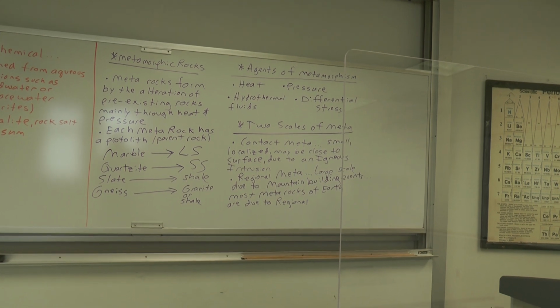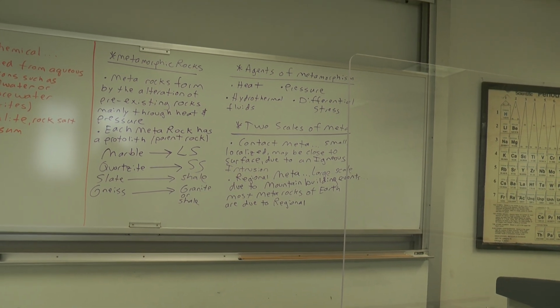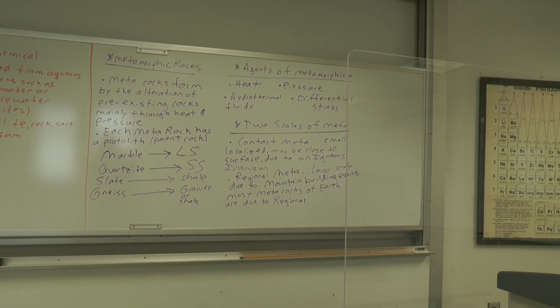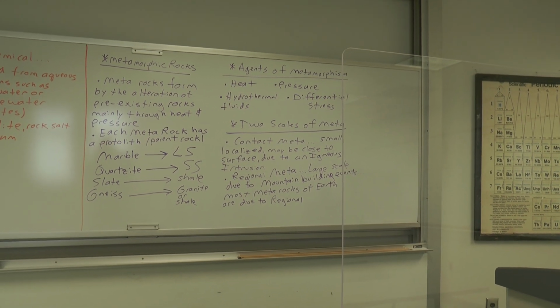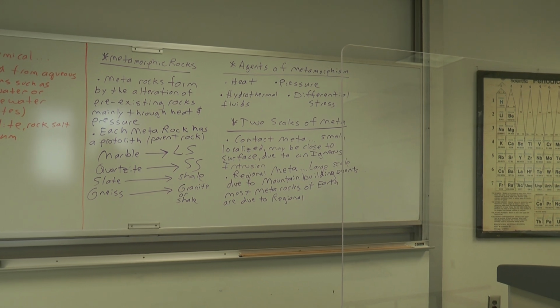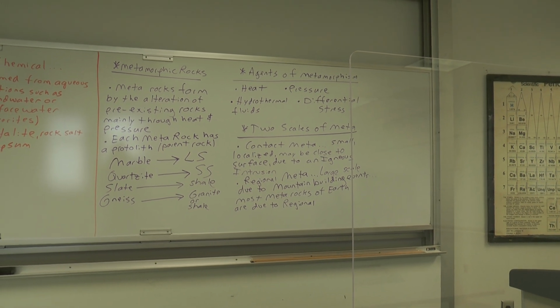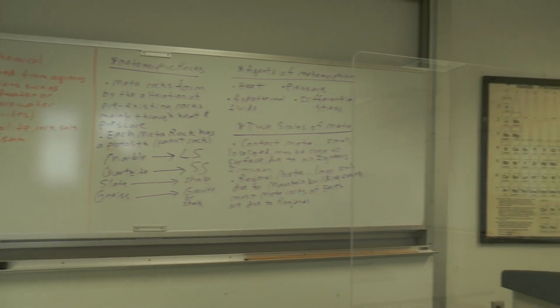Okay, so to give you an example, the Himalaya mountains, which in more recent millions of years, we consider to be continent to continent collision, there's a whole lot of metamorphic rock there. Okay, so most of the volume of metamorphic rocks on Earth's surface are due to regional metamorphism, not contact metamorphism.